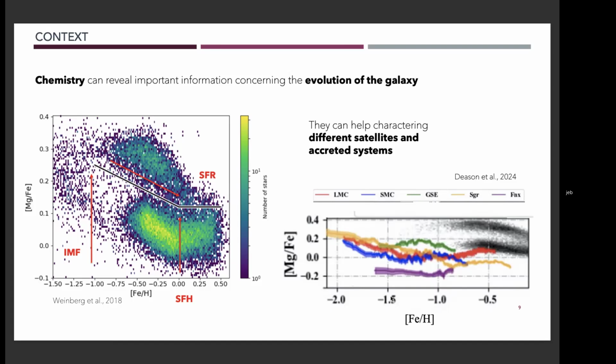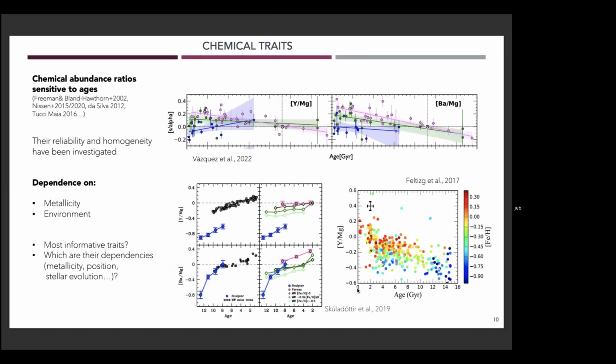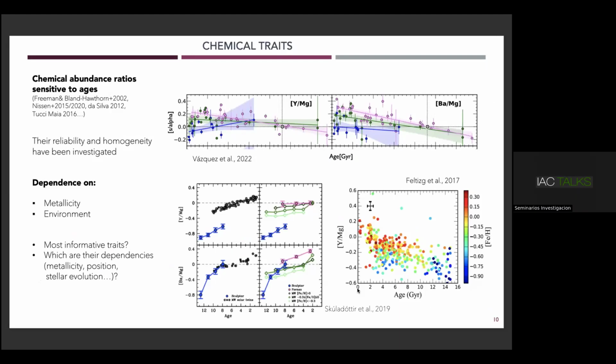So now, starting with my first project. What I did was to use the dependence on time that I just mentioned of some chemical abundance ratios. These are also known, or we call them, chemical clocks.